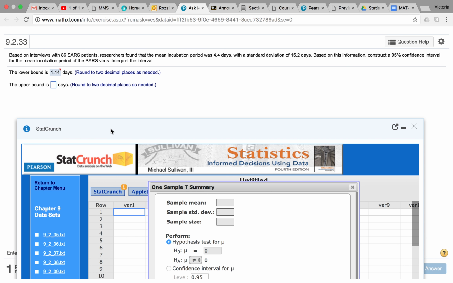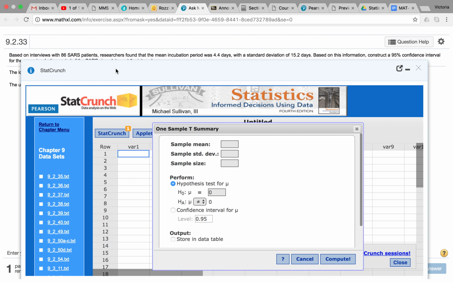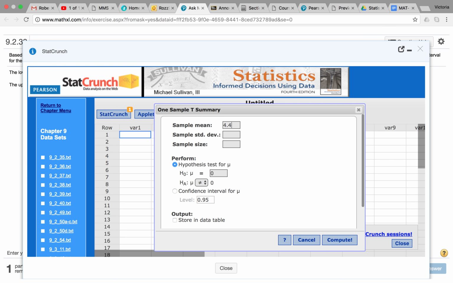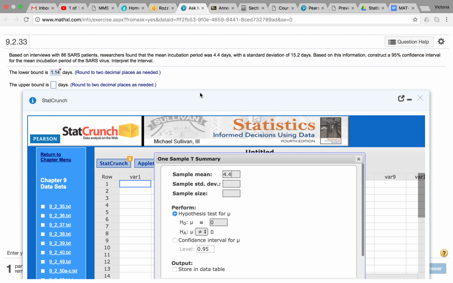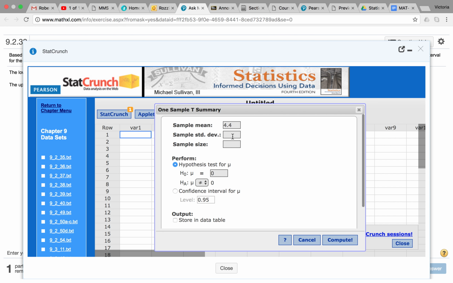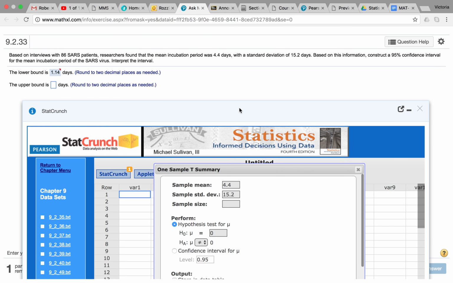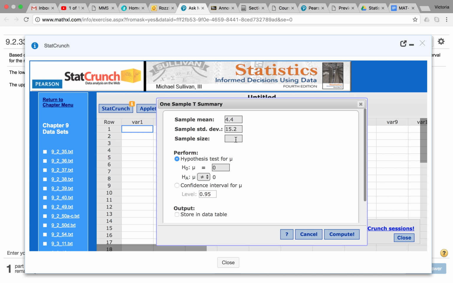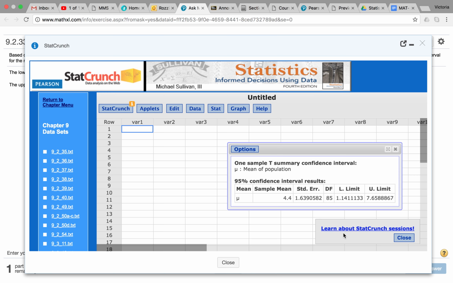So let's see, my sample mean was 4.4 days. My sample standard deviation was 15.2. And then my sample size is 86. And we want to run a confidence interval for mu, and we want it to be 95% confidence. We can change our level of confidence as we see fit, or as the problem dictates. And I click compute. So here we go.